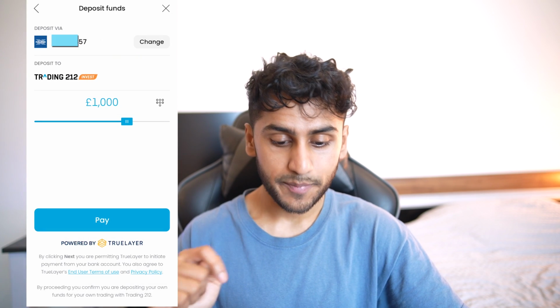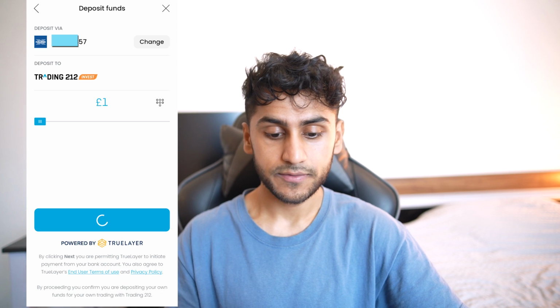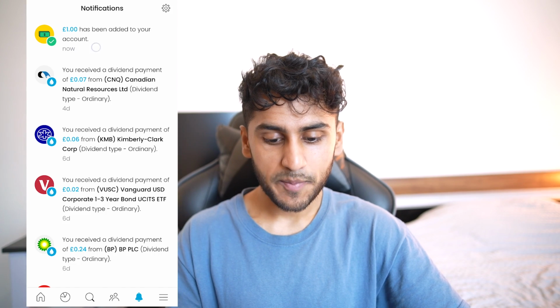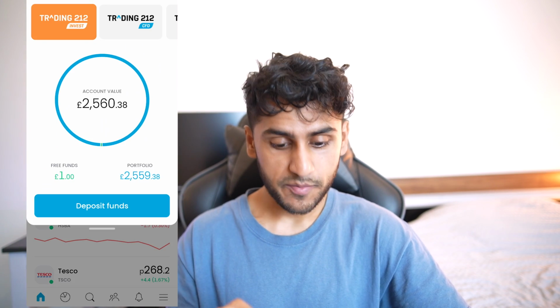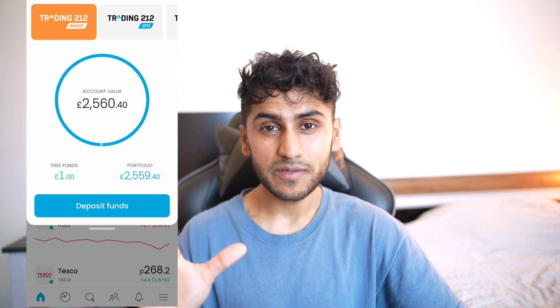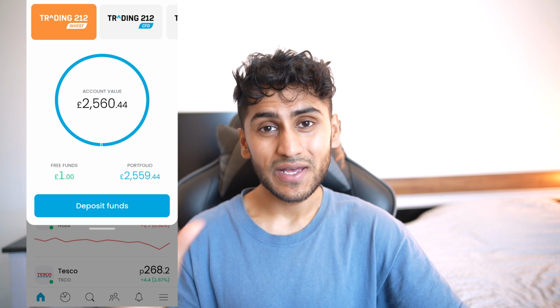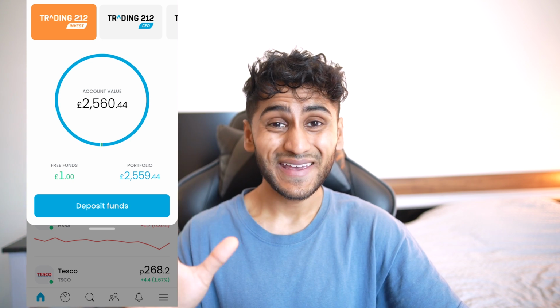I just press on instant bank transfer, and then I can change the amount I want to put in, which is £1. Now it will take me through my banking system, and I just have to approve this, and then I will have my Trading 212 account topped up with £1. So I received a notification saying £1 has been added to my account, and if I press here, we can see that I have £1 in free funds. This means I have £1 available to buy any stock or share that I want, and a platform like Trading 212 allows you to buy fractional shares, and we're going to get into that in a bit.